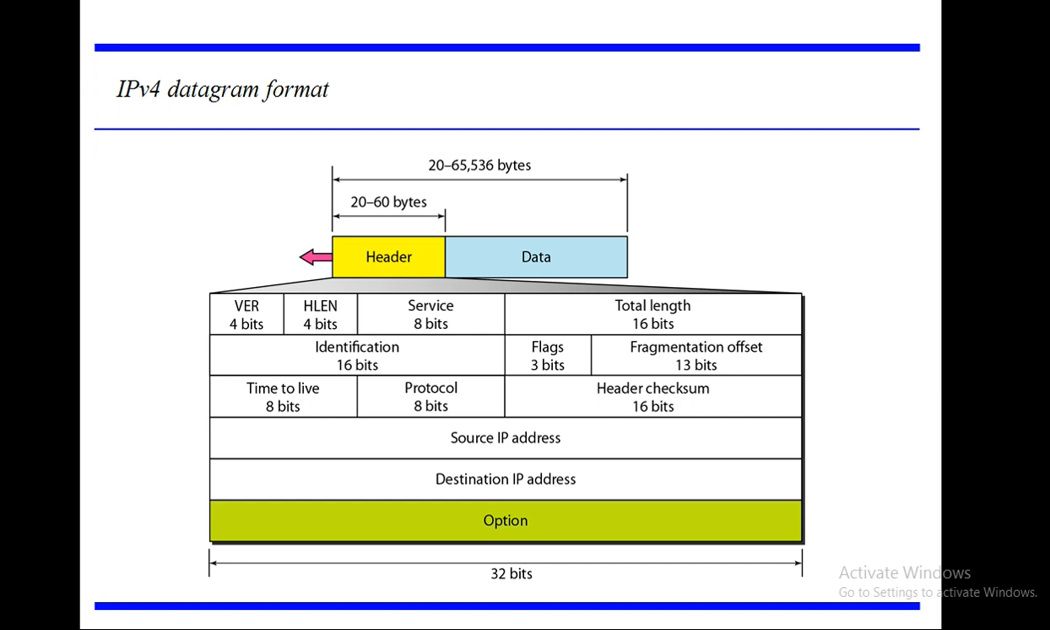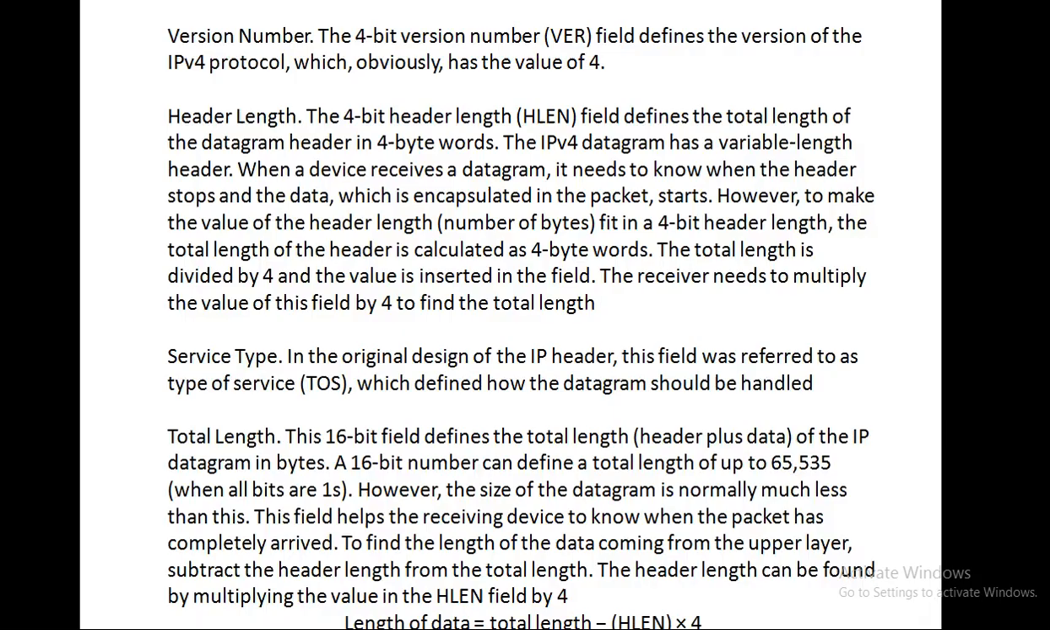The next one is total length. Total length is 16 bits. So what will total length indicate? Total length will indicate the total length of the datagram, including header as well as the data. The minimum will be 20, the maximum will be 65,535. One less because we consider 0, right? So 0 to 65,535 is nothing but 65,536.